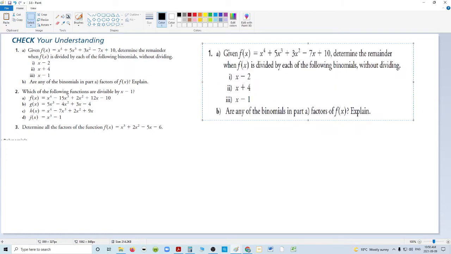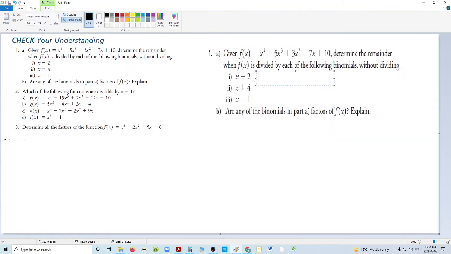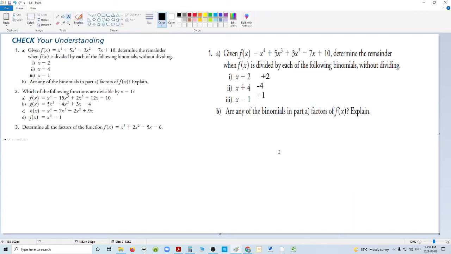So the first thing to do is figure out the root that they're looking for. Well, the root here is plus 2. What's the root here? Minus 4. What's the root here? Plus 1. So we're essentially going to plug each of those into the equation and figure out the remainder.